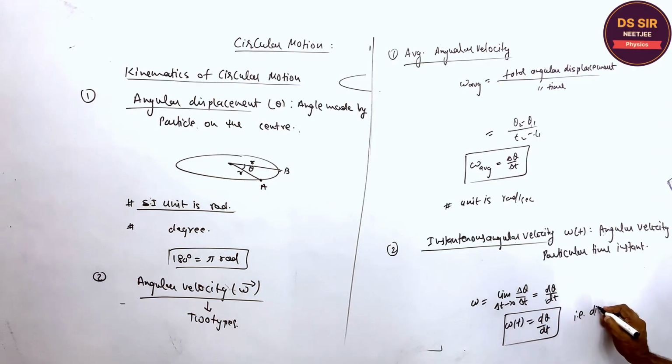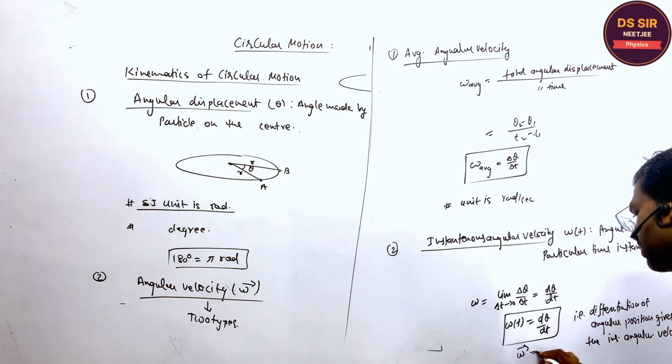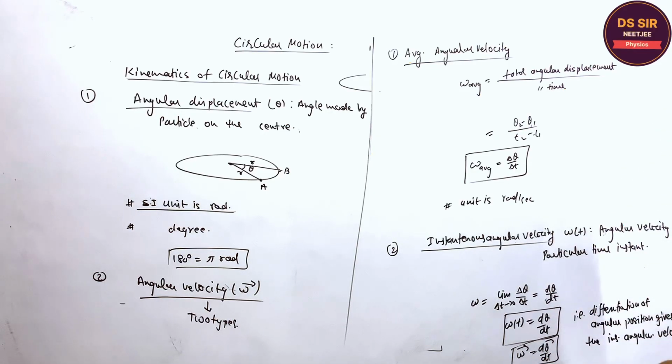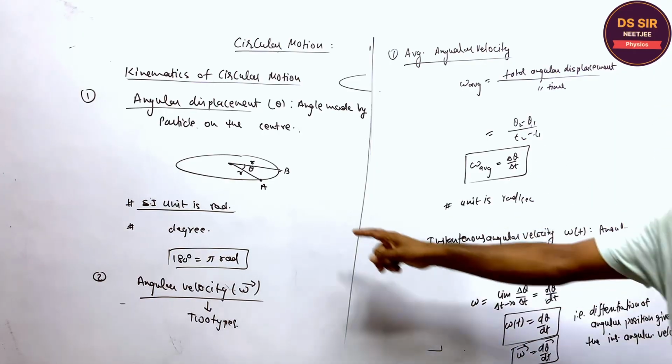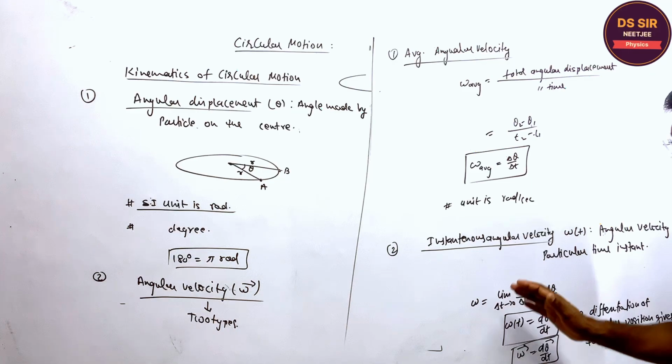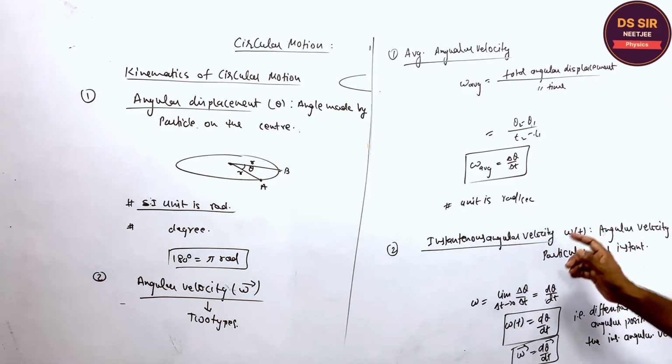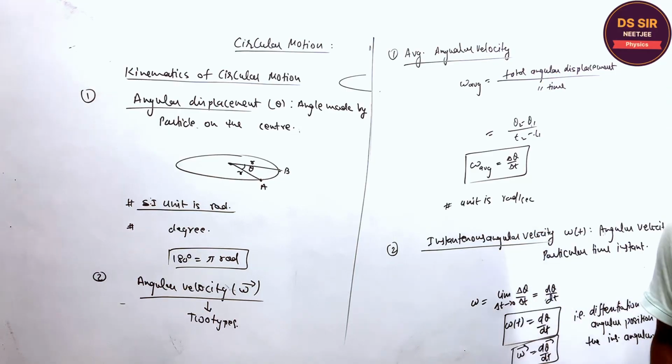That is, differentiation of angular position gives the instantaneous angular velocity. Do you understand this? In vector form, it may be written as d theta upon dt. It is a vector quantity, and the direction is given by the right hand thumb rule, for the angular velocity and also for the angular displacement. How do we find the direction? I will explain. Copy this.